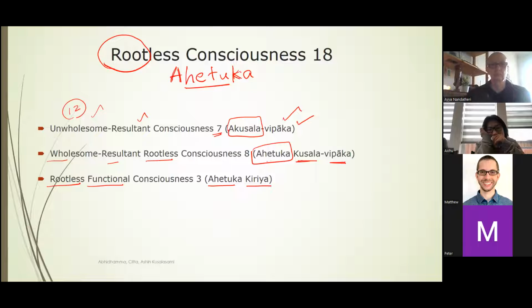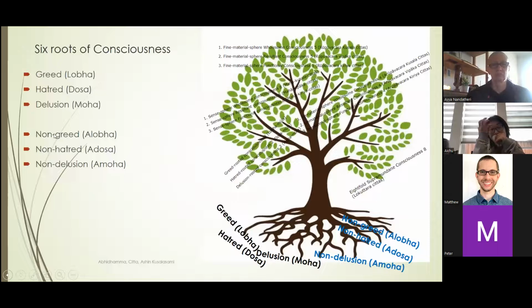I will not talk about the Pali grammar; that will be another subject. Hetuka means it has a root, and Ahetuka is the opposite, rootless. You will understand more later. If I were to explain a little bit about this, there are 6 roots of consciousness. The first 3: greed, in Pali lobha; second, hatred, dosa; and delusion, moha.